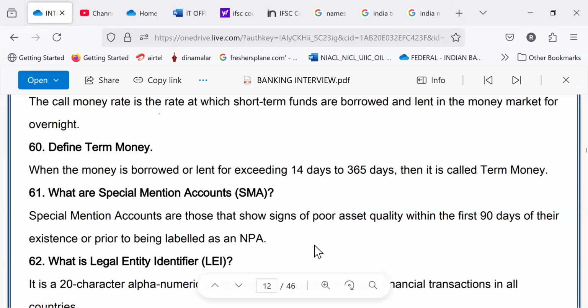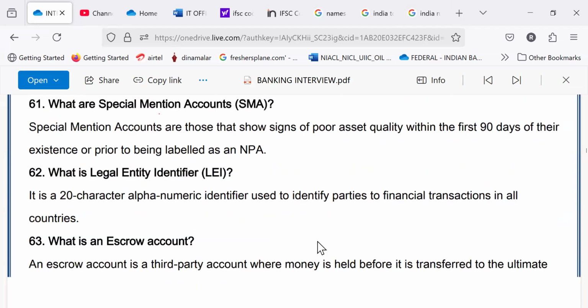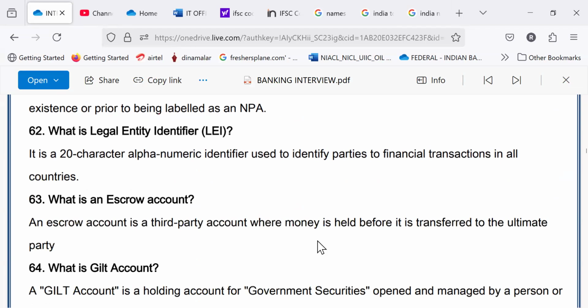Yes, sir. What are special mention accounts? Special mention accounts are those that show signs of poor asset quality within the first 90 days of their existence or prior to being labeled as NPA. What is legal entity identifier? It's a 20-character alphanumeric identifier used to identify parties to financial transactions in all countries.